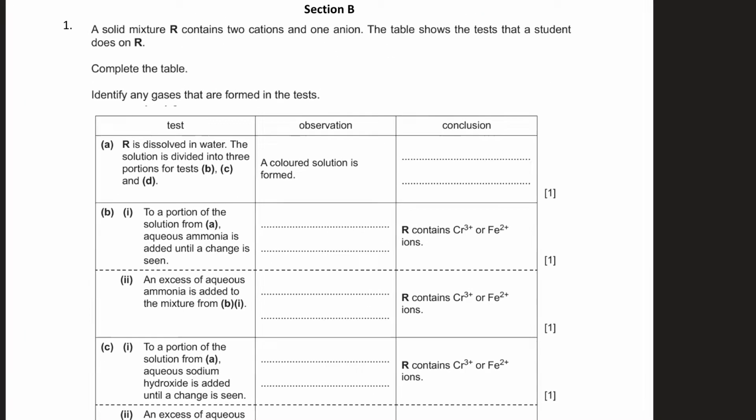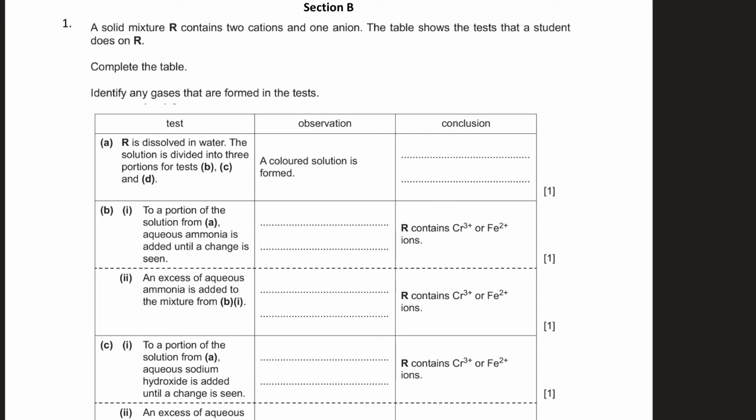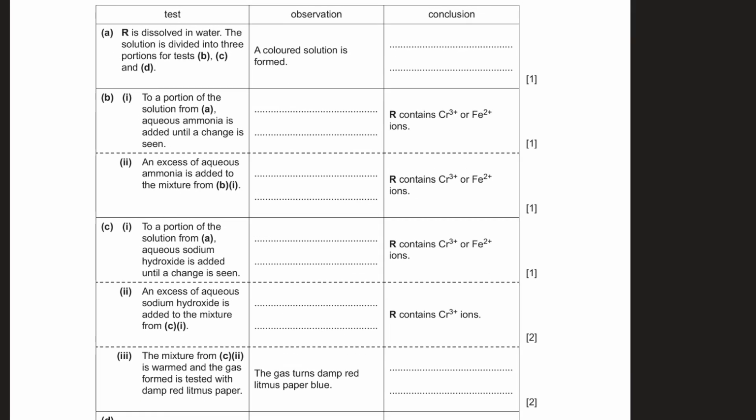All right, let's see what the question here is. A solid mixture R contains 2 cations and 1 anion. The table shows the test that a student does on R. Complete the table. Identify any gases that are formed in the test. All right, R is dissolved in water. The solution is divided into 3 portions.